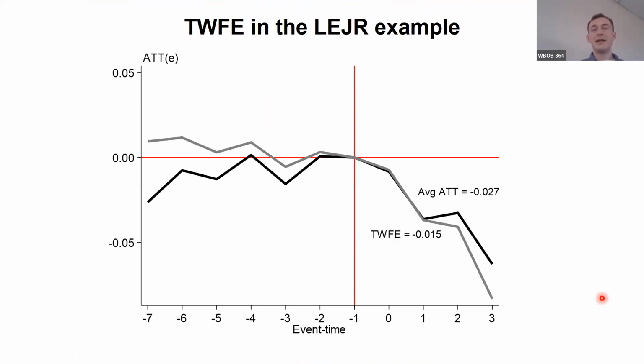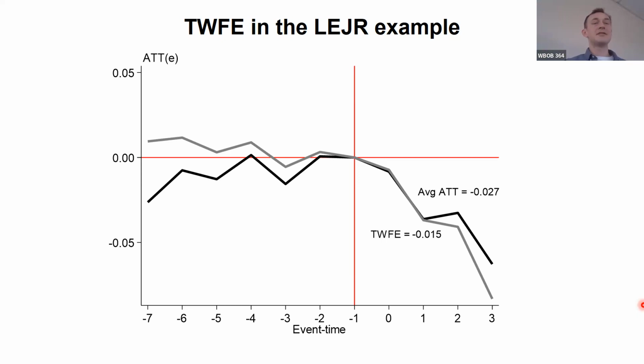Fine, I'll end here. If you go back to the example that we went through with the knee replacements, the black line is the nice average that we constructed, and we were very rigorous about it. And it tells us that spending falls by 2.7%. The gray line is two-way fixed effects. And you could run that event study and say, oh, this is great. It's a really good looking event study.